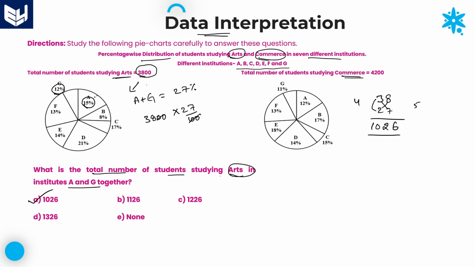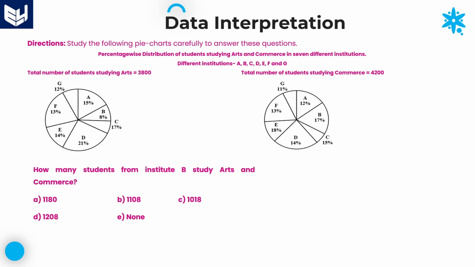I am not calculating A and G individually. I am calculating the together value directly. A and G together, 15 plus 12, which is equal to 27. What is 27 percentage of 3800? That is your answer for this question: 1026. Let's move on to the next question.